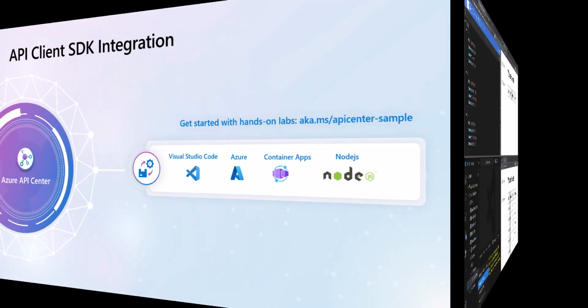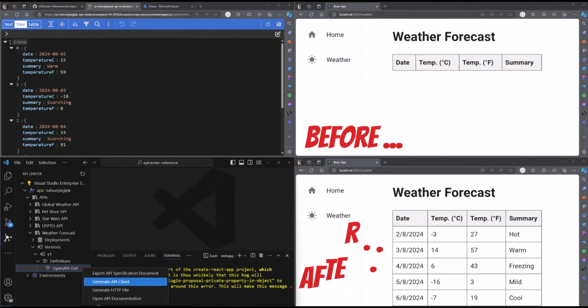With API Center's VS Code extension, you can generate a Client SDK for your APIs using your favorite language. I'll show you that and more in this video.